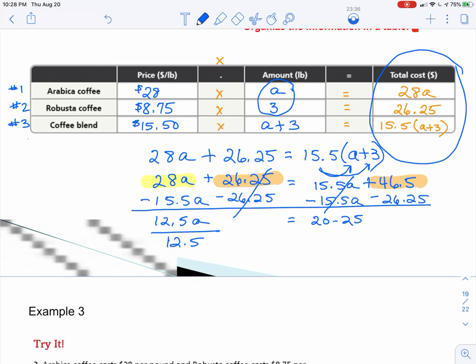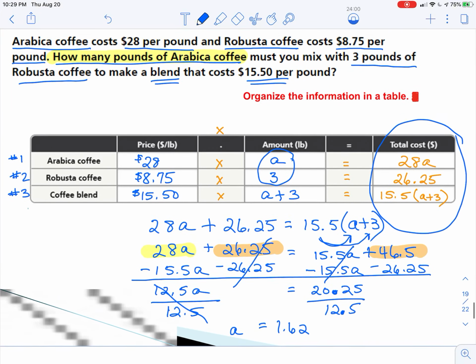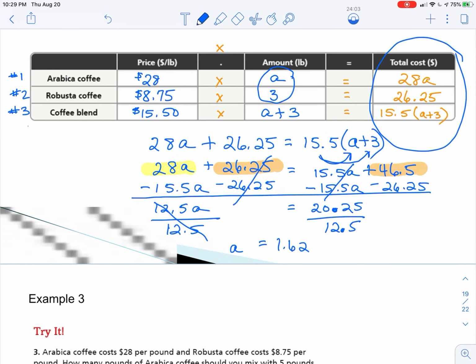We divide by 12.5. That gives me 1A, or just A, equals, and in your calculator, you can put 20.25 and divide it by 12.5, and you should get 1.62. Actually, let me double check this. I did this a couple days ago, and I'm going to see. Seems to me I might have had to have rounded this. Did the problem tell us to round it? No. Let's just double check that. 20.25. Oh, actually, no, it should come out perfect. It does. Okay, so 1.62 pounds is the answer.